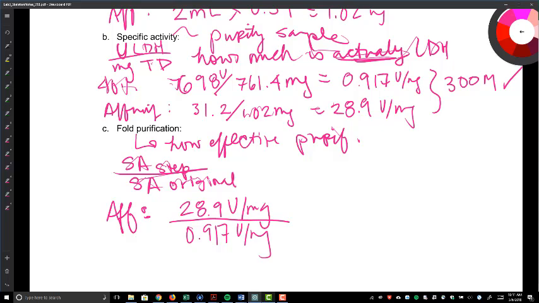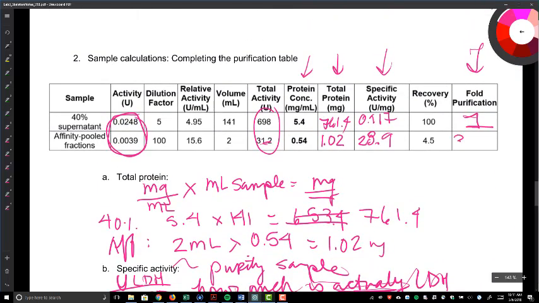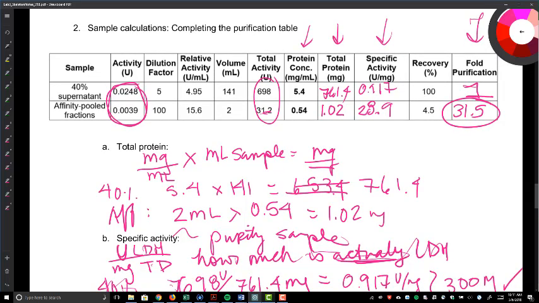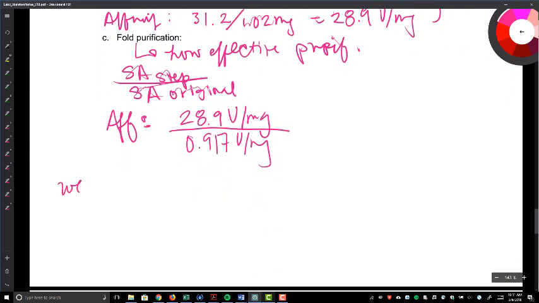28.9 divided by 0.917, and that gives us a fold purification of 31.5. If you're seeing double digits in your fold purification for your last step, you're in good shape. One of the weaknesses of this particular purification is that you're losing a lot of LDH.